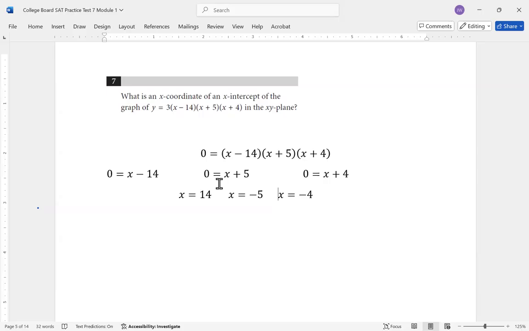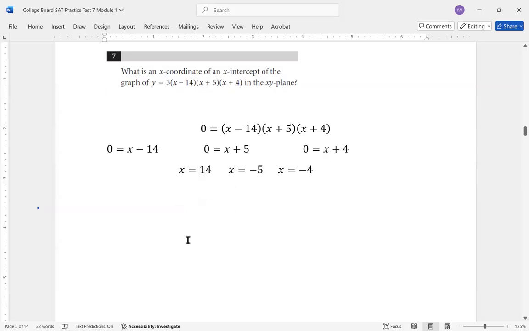Now it turns out it asked me for what is an x-coordinate. You can use any of those as x-coordinates. So if you wanted to use 14, that's fine. If you wanted to use -5, that's fine. And if you wanted to use -4, that's fine as well. So just pick one of those 3 options. And that would be the x-coordinate of the x-intercept. So we have 3 x-intercepts. Just pick one of those x values to be your x-coordinate.